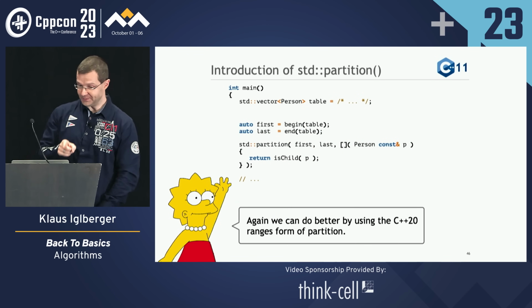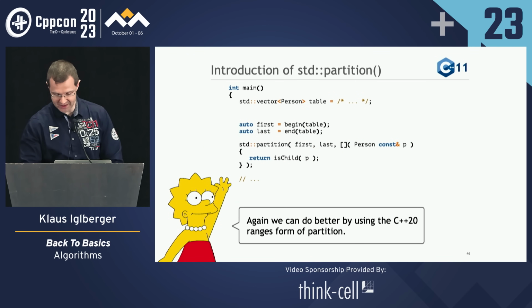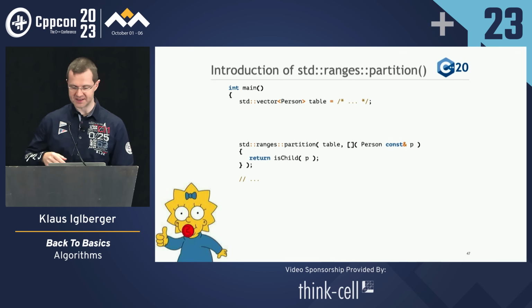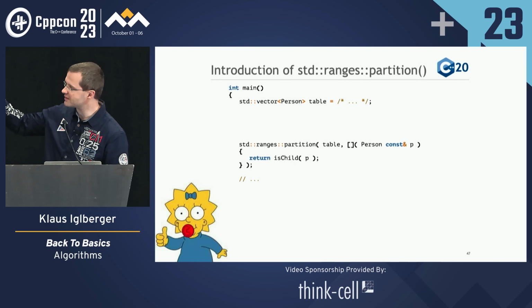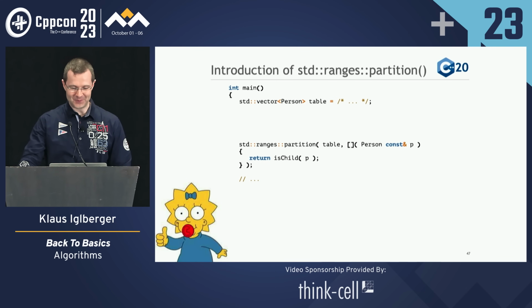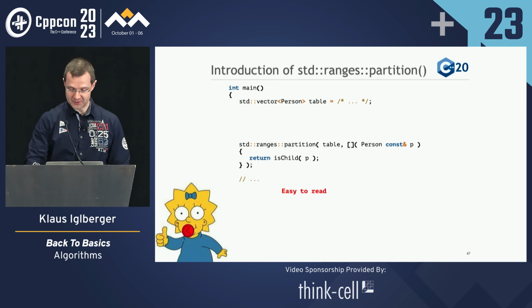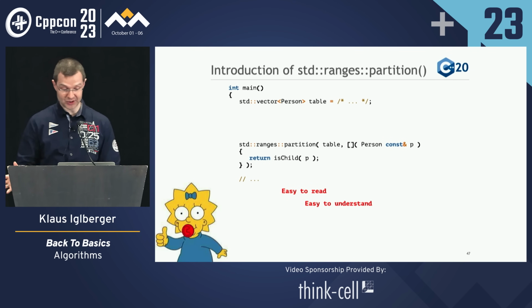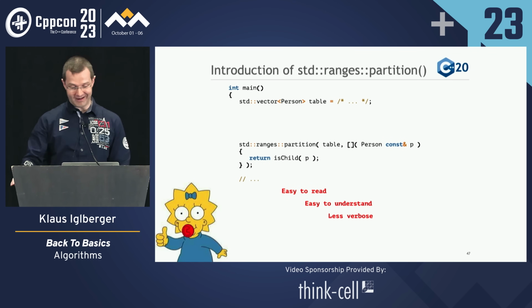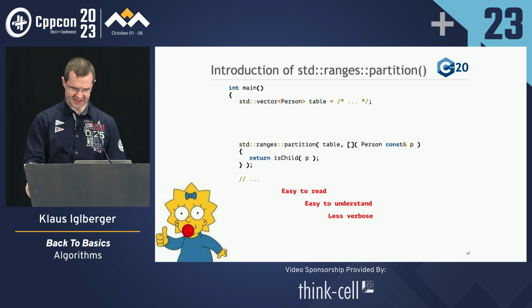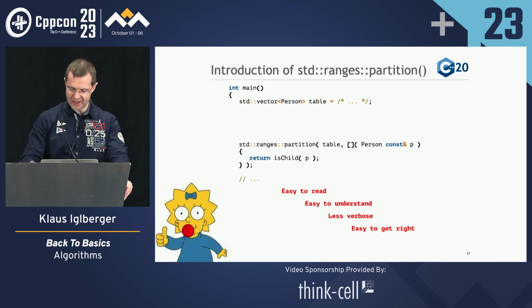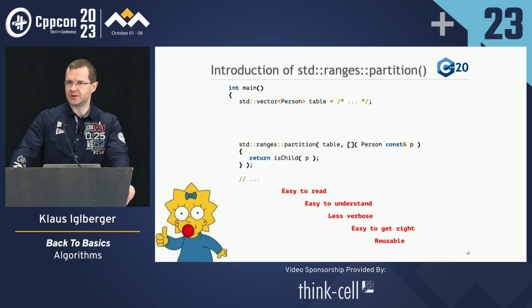Again, though, we can do better. We can use the C++20 form. So ranges partition. And of course, the difference seems to be a little small, but again, we don't have to pass begin and end. We pass the vector right away. And we don't have to fiddle with begin and end anymore. Pretty cool. And again, it's easy to read. It's easy to understand. As soon as you know what a partition is, this is kind of trivial code. This is great. It's definitely not verbose. It's, again, one statement, and just to do formatting, 4 lines of code only. It's super easy to get right, and it's perfectly reusable.